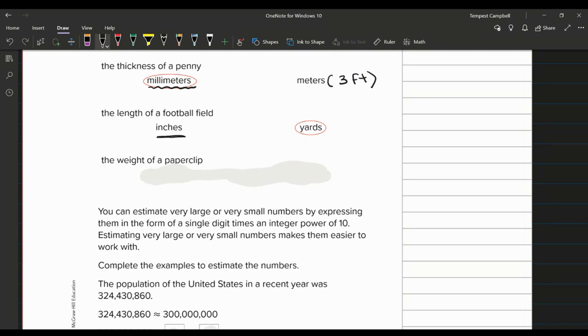And then the weight of a paperclip. Ounces. Definitely ounces. Pounds are usually for larger things. Think about babies. We talk about babies in ounces, not really pounds. We do include ounces with our pounds.